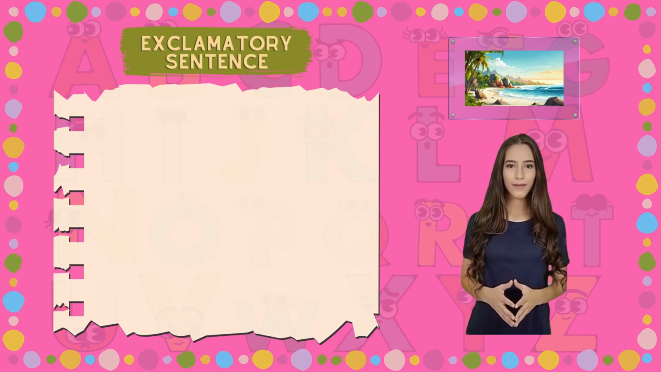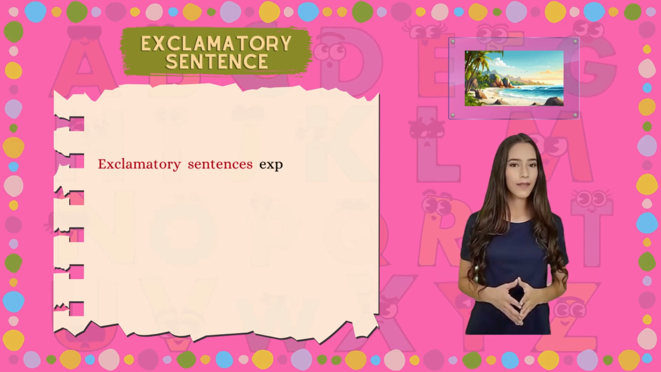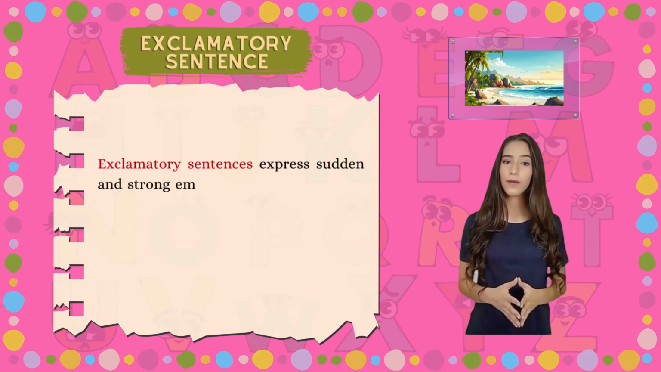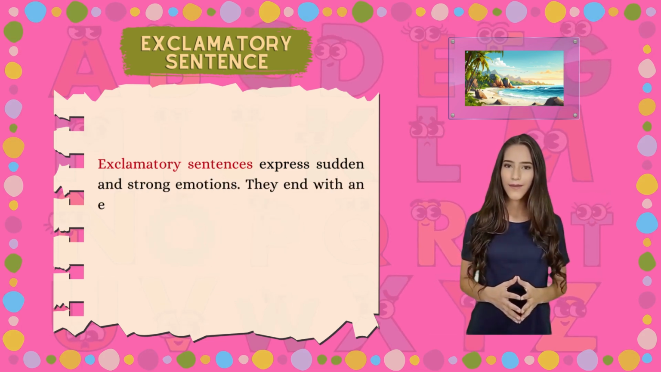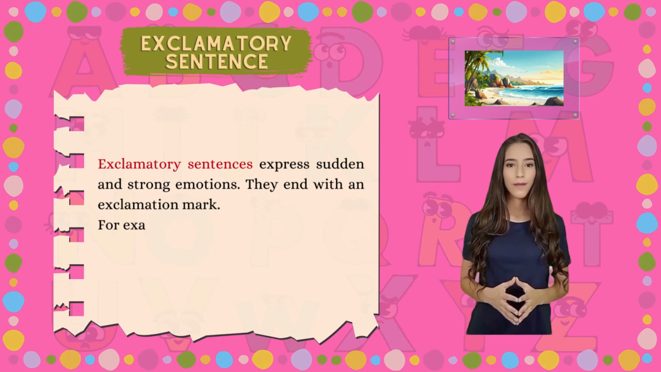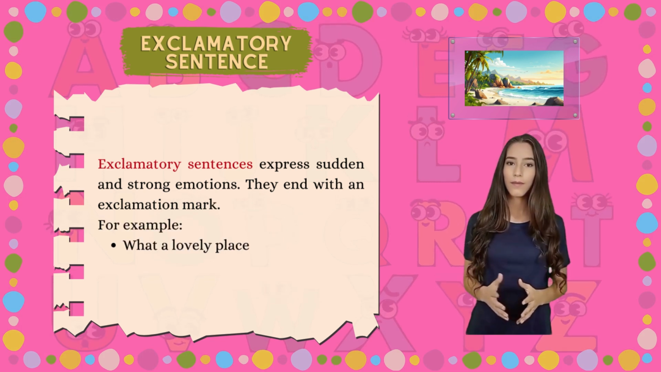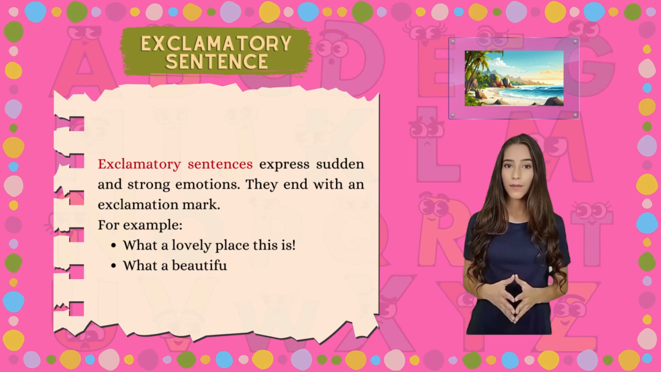Exclamatory sentence. Exclamatory sentences express sudden and strong emotions. They end with an exclamation mark. For example, what a lovely place this is! What a beautiful day!